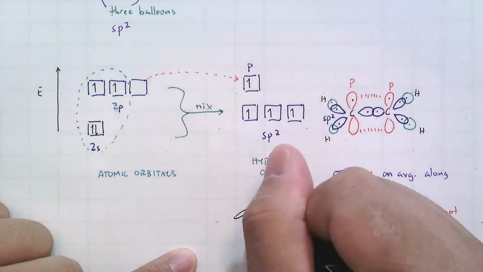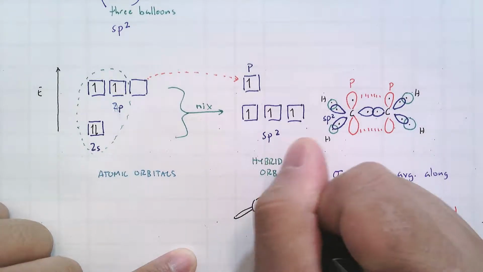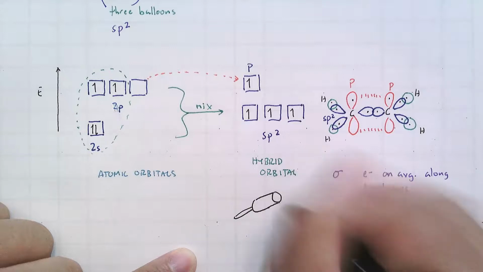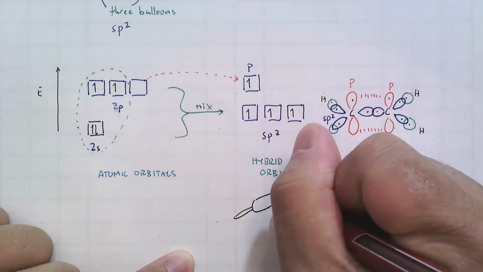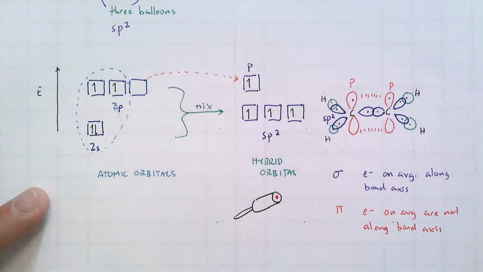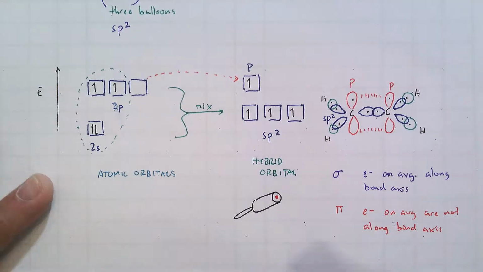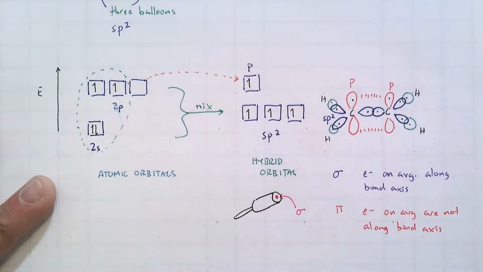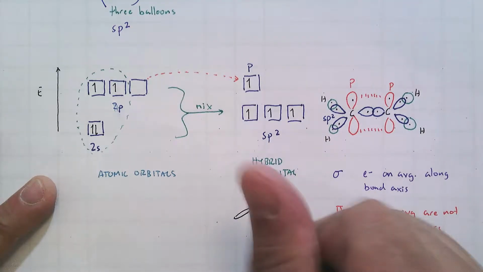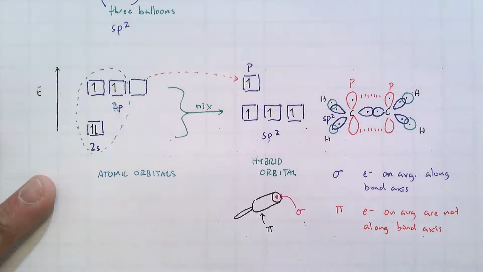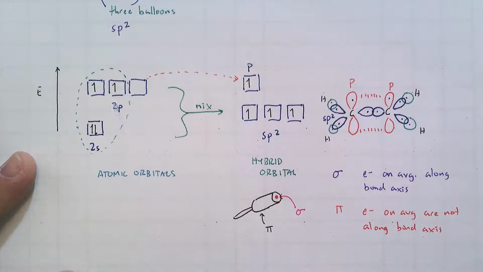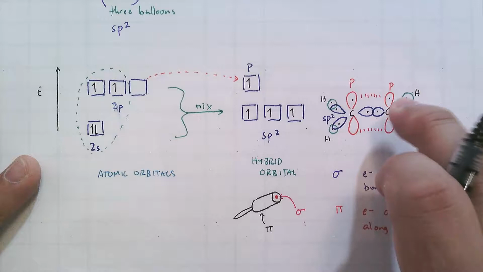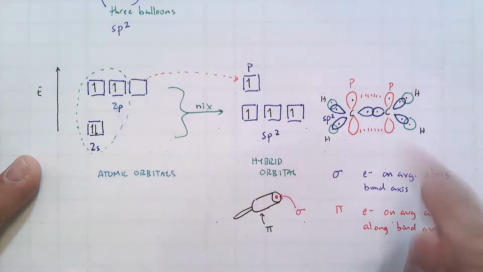Okay? And the way I like to think about it is this food item right here. And we have something in the center. So here, the hot dog, right? The hot dog is the sigma bond. And the cornbread coating is the pi bond, right? So this is a corn dog. The electrons in the pi bond are around the bond axis.